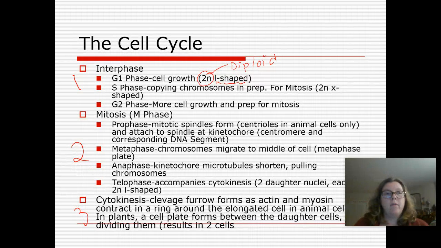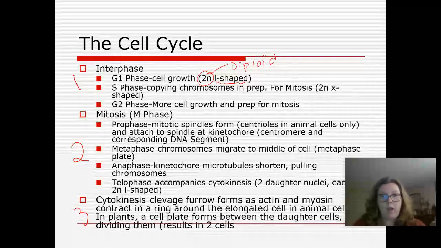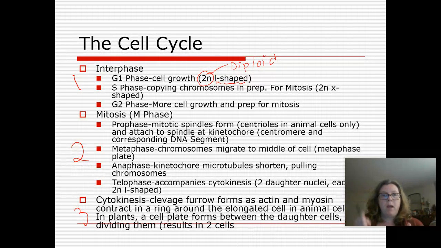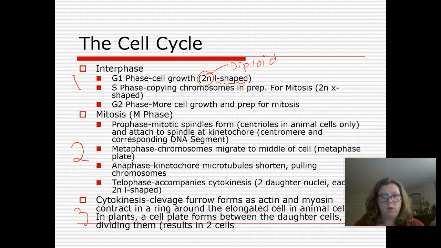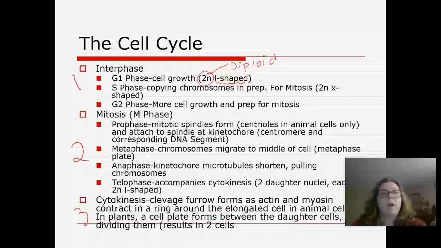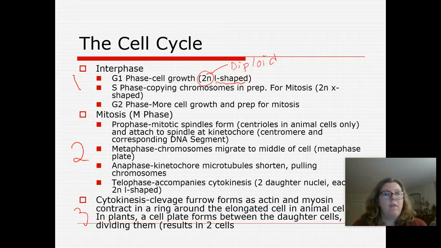Which means you have half of the DNA from the mom, half the DNA from the dad, and that means that you have these paired chromosomes. That's why you have the 2N. Okay, so you have a full, complete set of chromosomes, but they're not chromosomes right now. But if they were, they would look like that lowercase L. They'd just be a one-armed chromosome.